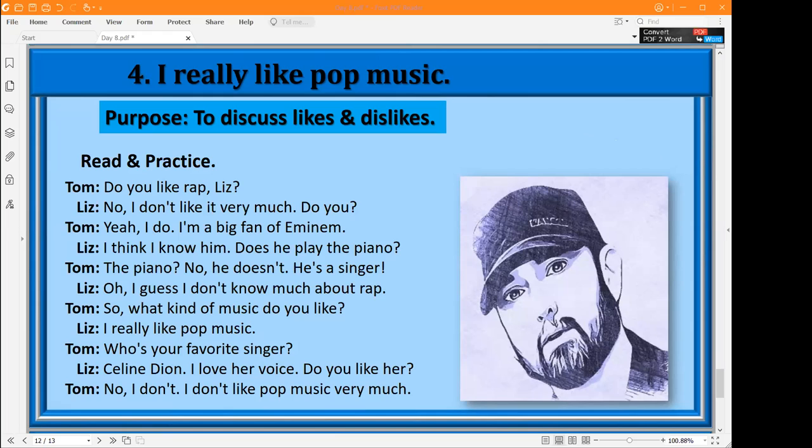No, I don't like it very much. Do you? Yeah, I do. I am a big fan of Eminem. I think I know him. Does he play the piano? The piano? No, he doesn't. He's a singer. Oh, I guess I don't know much about rap. So, what kind of music do you like? I really like pop music. Who's your favorite singer? Celine Dion, her voice. Do you like her? No, I don't. I don't like pop music very much. Okay, excellent. Very good. That's nice.